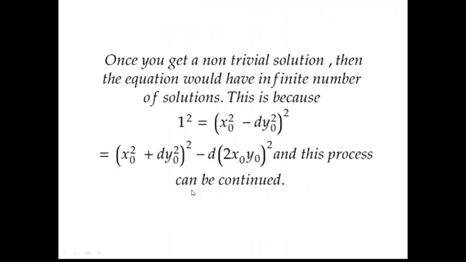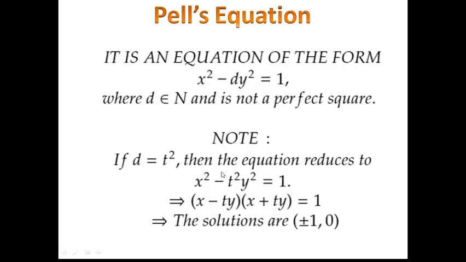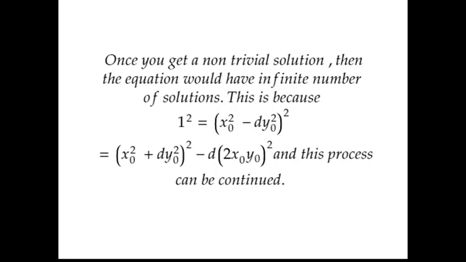Further, if you get a non-trivial solution by hit and trial, then you can prove that the equation has an infinite number of solutions. This is because, see, what was 1? 1 was x naught squared minus d y naught squared equals 1. So what is 1 squared? 1 squared is (x naught squared minus d y naught squared) squared, and this on rearranging will yield this.